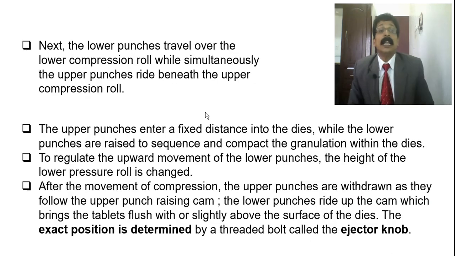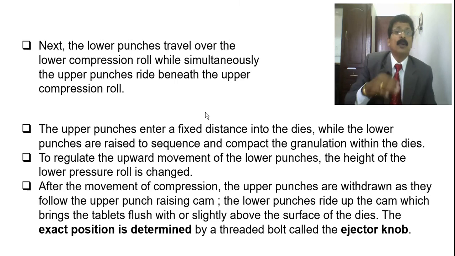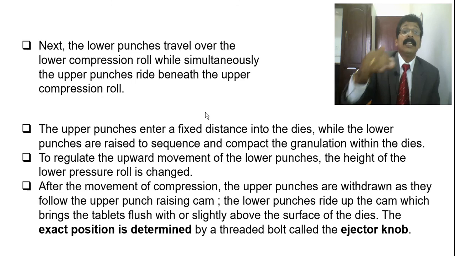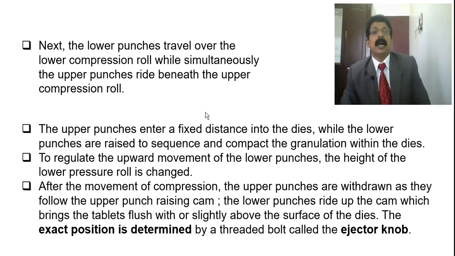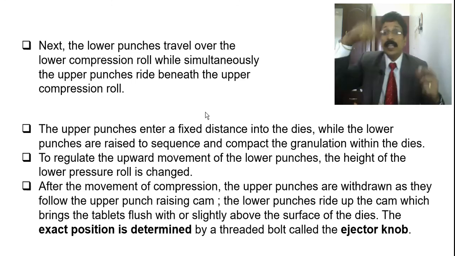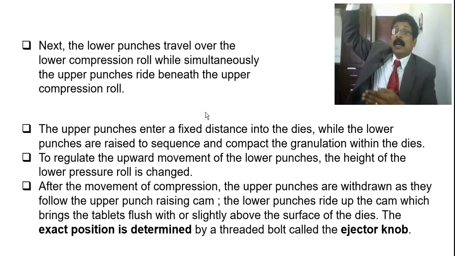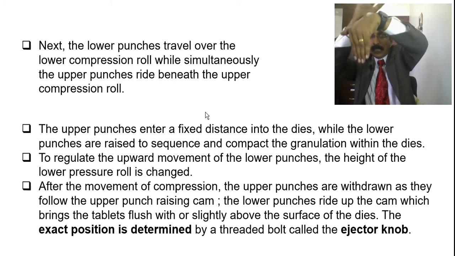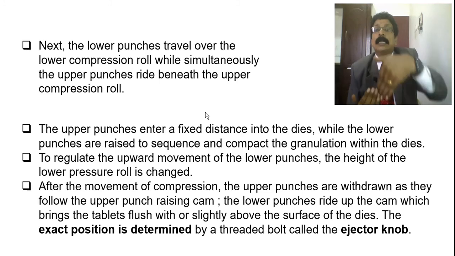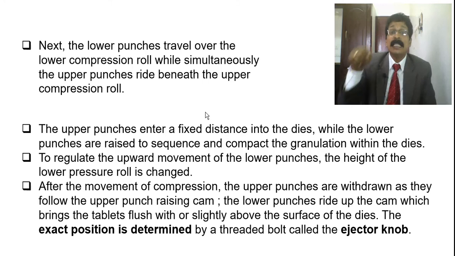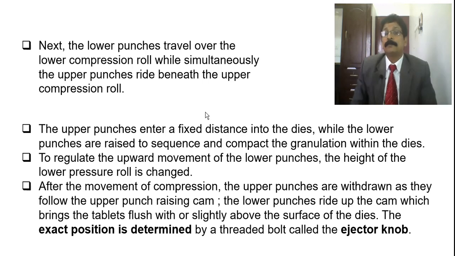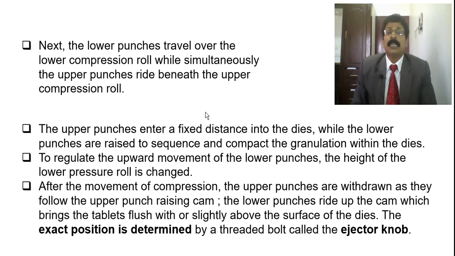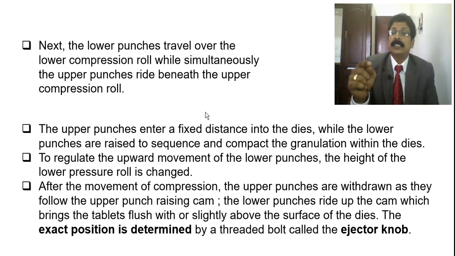Next, the lower punch travels over the lower compression roll, while simultaneously the upper punch rides beneath the upper compression roll. You see the upper punch comes down after weight adjustment. The upper punch comes down by means of a cam track at the top, and you get the compression. The upper punch enters a fixed distance into the dies, while the lower punch rises in sequence and compacts the granulation within the die.